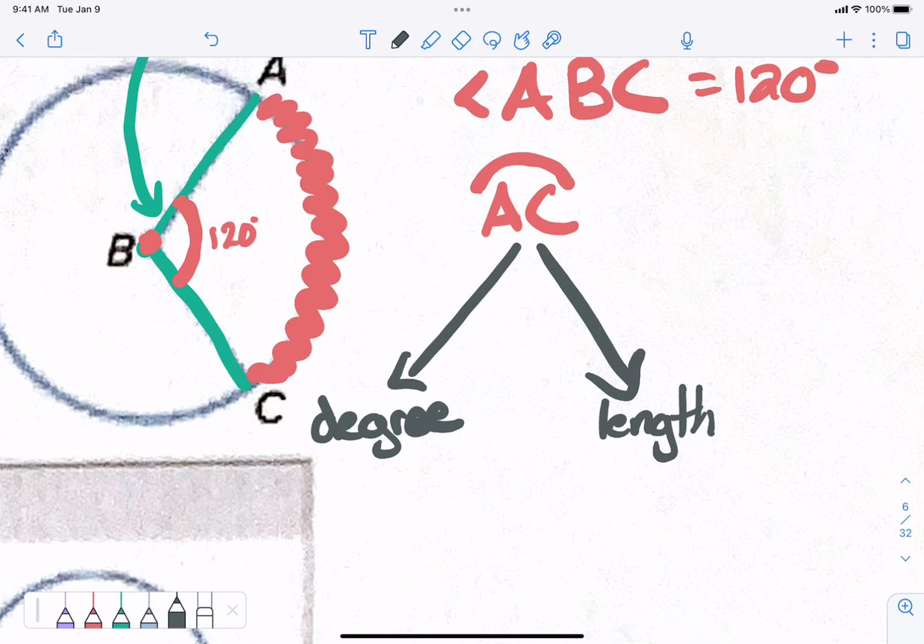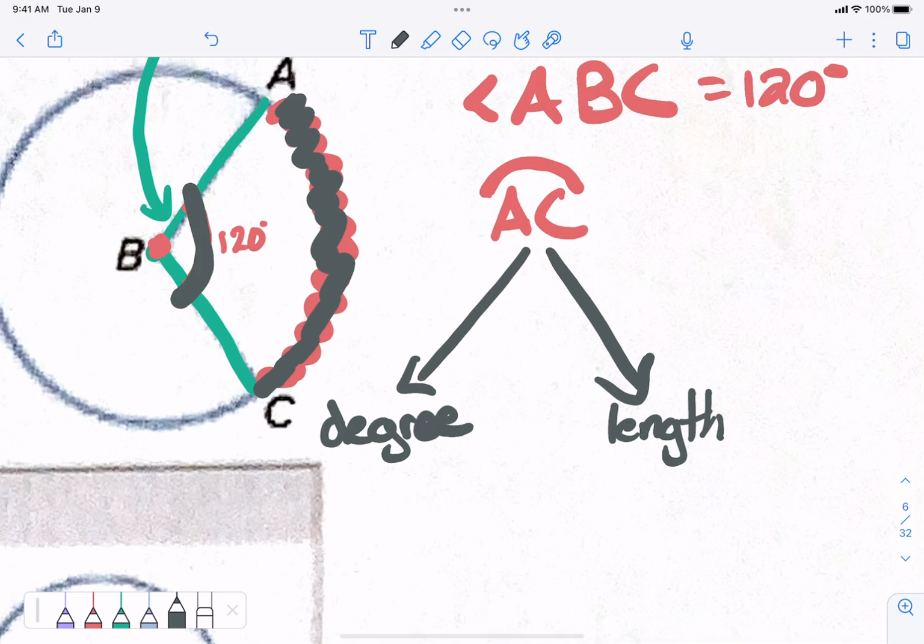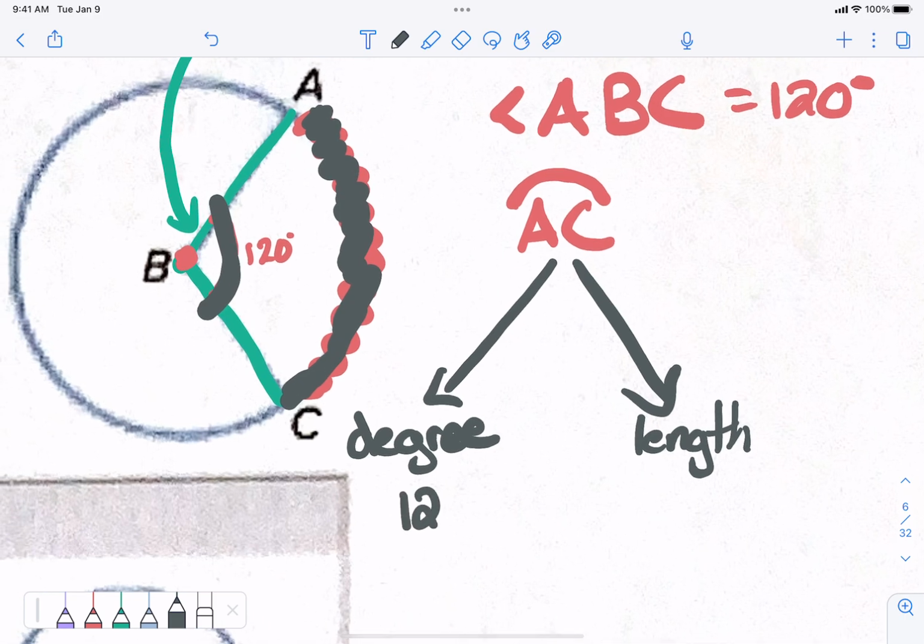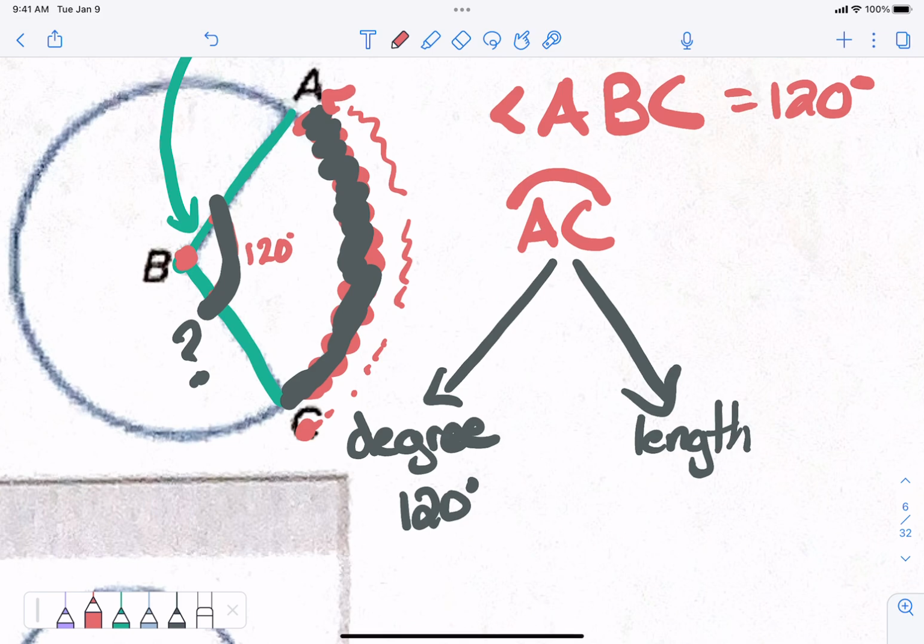If I'm looking at this thing right here and trying to figure out how many degrees that is, the very nice thing is that whatever the degree measure is for the central angle, it's going to be the same as the degree measure for the arc. So AC will be 120 degrees, just like that central angle is. Does that make sense? Then if we start talking about the length of the arc, we have to know the radius, and we'll get to that. The length would be if I were to step on here and walk all the way around, how long would that be? That's the second half of this lesson. But for right now, let's just deal with degrees. So the degree of the arc will be the same as the degree of the angle in the center.